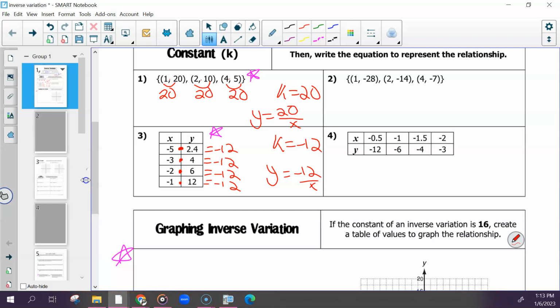This next part, I'm going to show you how to graph an inverse variation. You're not going to need to know how to graph it, but you're going to need to be able to recognize it from a graph. So like if you got a graph, being able to see it, you would know automatically is it inverse or not.